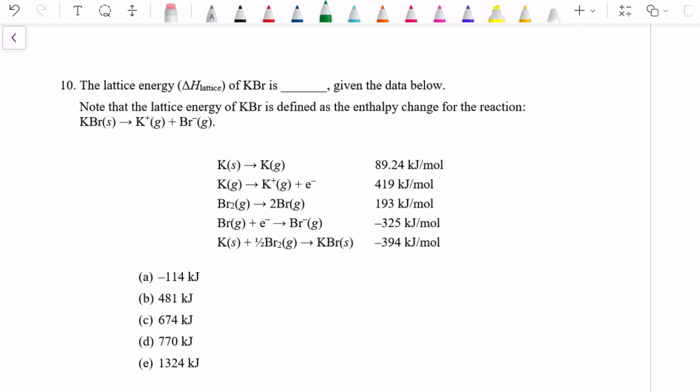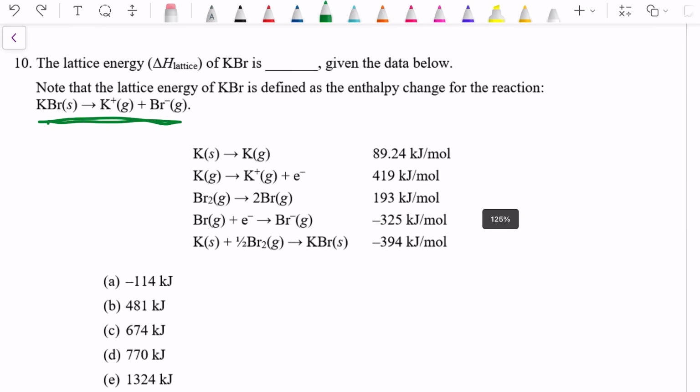10. The lattice energy of potassium bromide is blank, given the data below. Note that okay, they're just defining it for us. Okay, this is kind of like another do the products minus reactants sort of deal. So we essentially just got to make an equivalent reaction of what I just underlined using all of this info. Okay, let's do that.